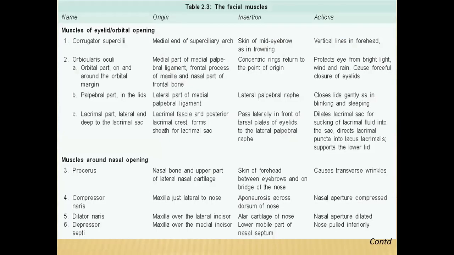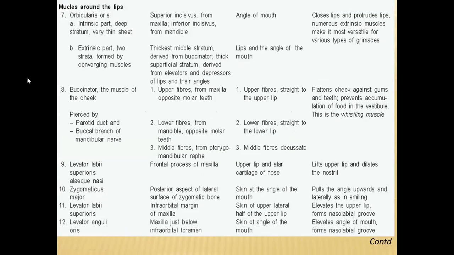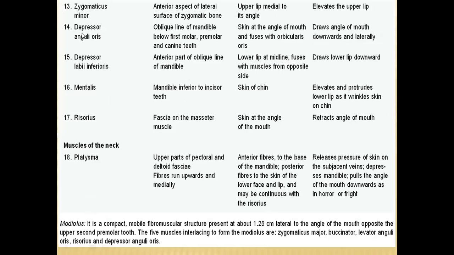So these are the muscles which are in the tabular column, which we have discussed already: corrugator supercilii, orbicularis oculi, procerus, the compressor nares, dilator nares, depressor septi, the orbicularis oris, and the buccinator, and the levator labii superioris, zygomaticus major and minor, levator labii superioris alaeque nasi, levator anguli oris, and the depressor anguli oris, depressor labii inferioris, mentalis, risorius, and platysma. All these muscles have been explained in detail.